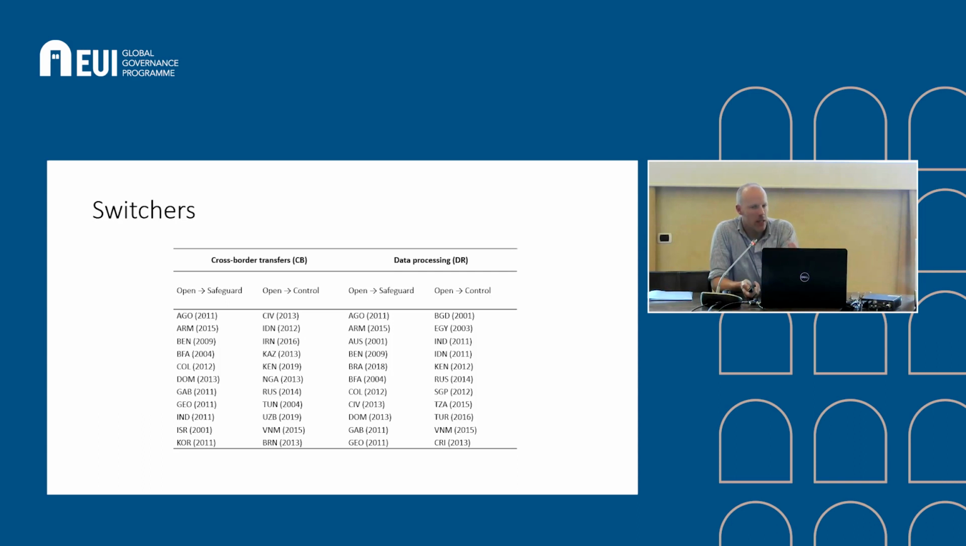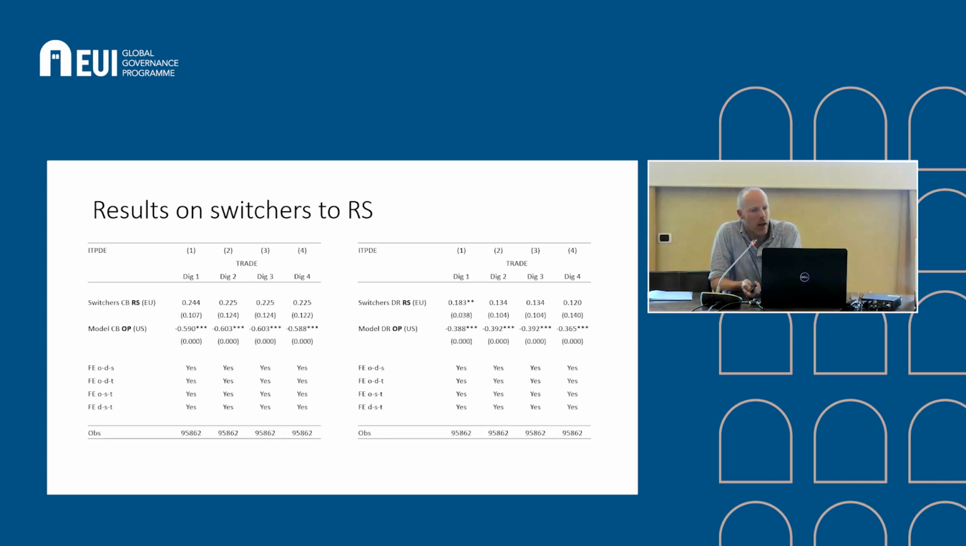Very quickly, this is an overview of who those switchers are. The list is longer than this, but quite a number of countries have switched in our timeline. They go from an open model to the safeguard one or the controlled one, for both the cross-border element and the domestic regulatory element. So there's quite some variation. And if you select only the switchers that go from an open model to the EU model, you don't really see any effect on the cross-border element in any case. That's what you see here on the left-hand side. But you do see a positive and significant coefficient result for the narrow definition of digital trade for those who opted for the EU model, right?